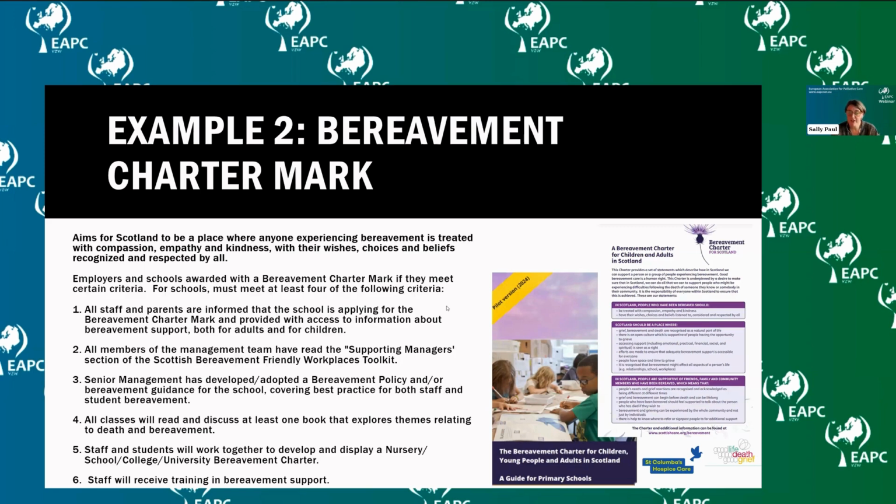It first started off with workplaces, so employers could apply for this charter mark if they meet certain criteria. And this year we've adapted that for schools, and schools can get the bereavement charter if they meet at least 4 of the following criteria. And those criteria are listed there.